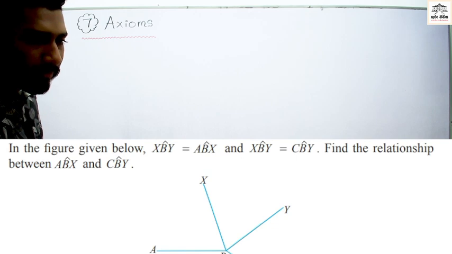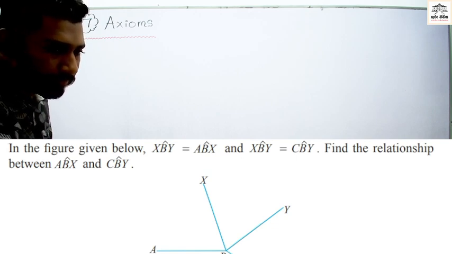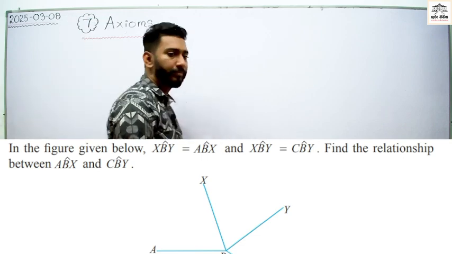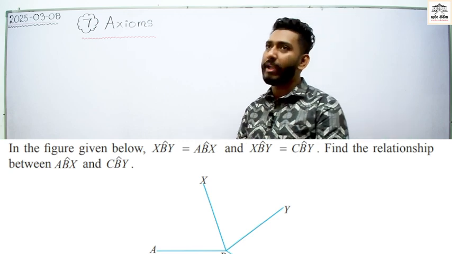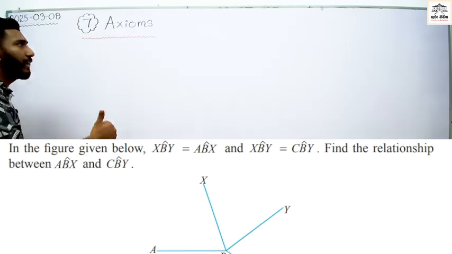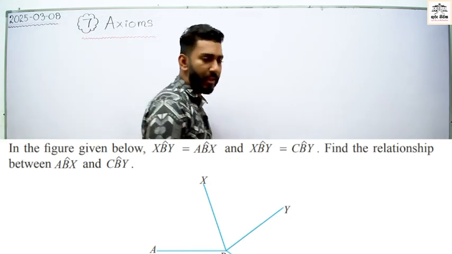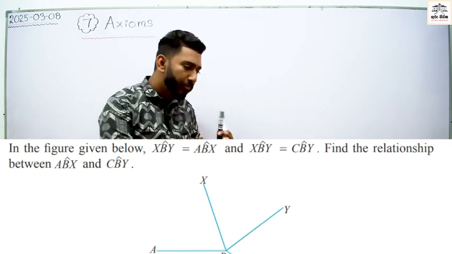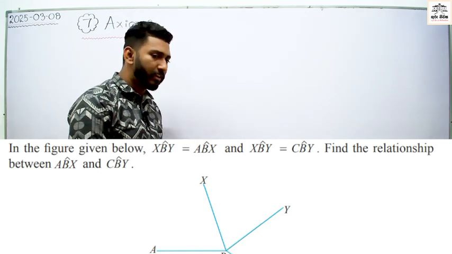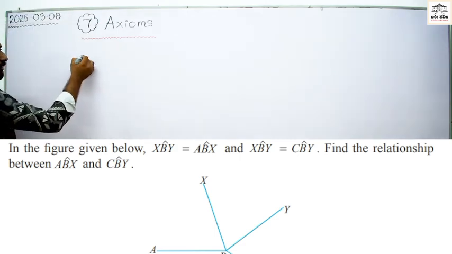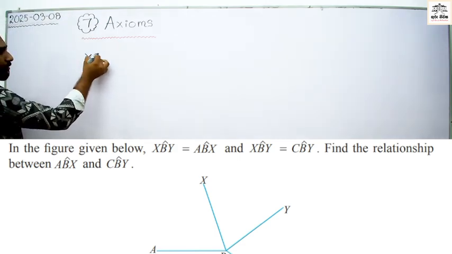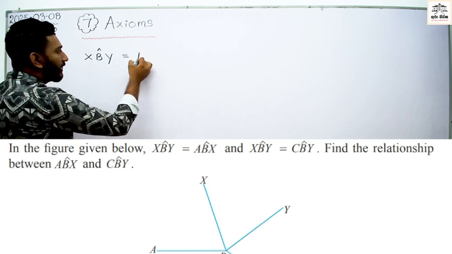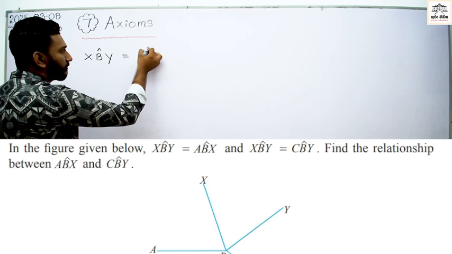Now look at example number one. In the figure given below, angle XBY equals angle ABX, and angle XBY equals angle CBY. What are the details? Look at the details. Angle XBY equals angle ABX.